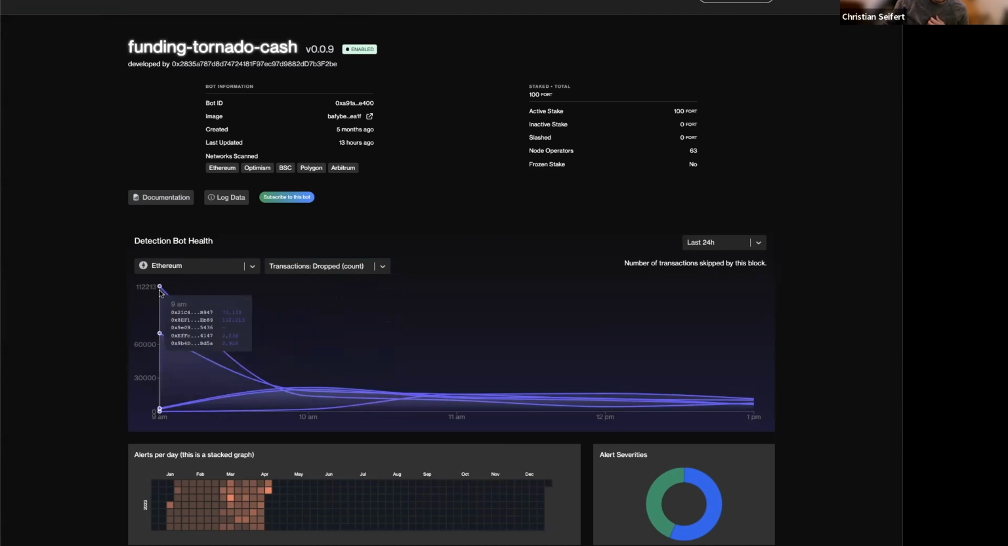And you see here, basically, 12,000 transactions were dropped yesterday before I adjusted the bot. And now that number is much, much smaller. So what we're encouraging here is to take a look at these stats to see whether your bot has performance issues.